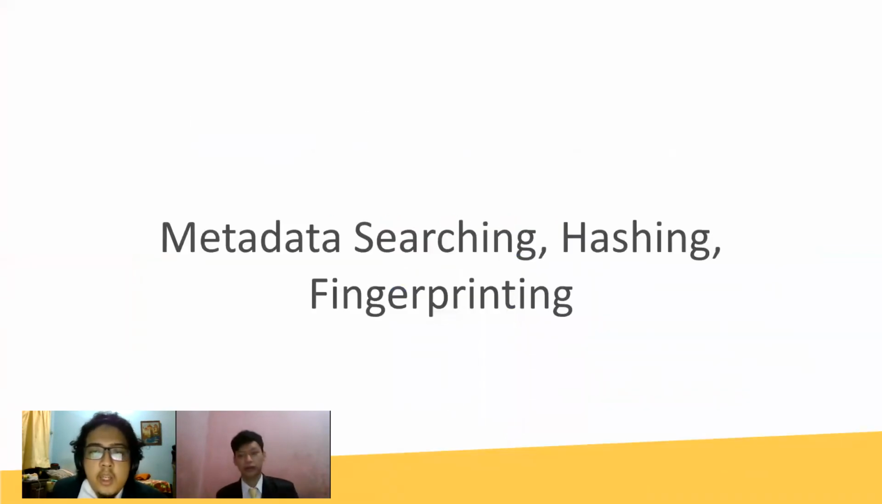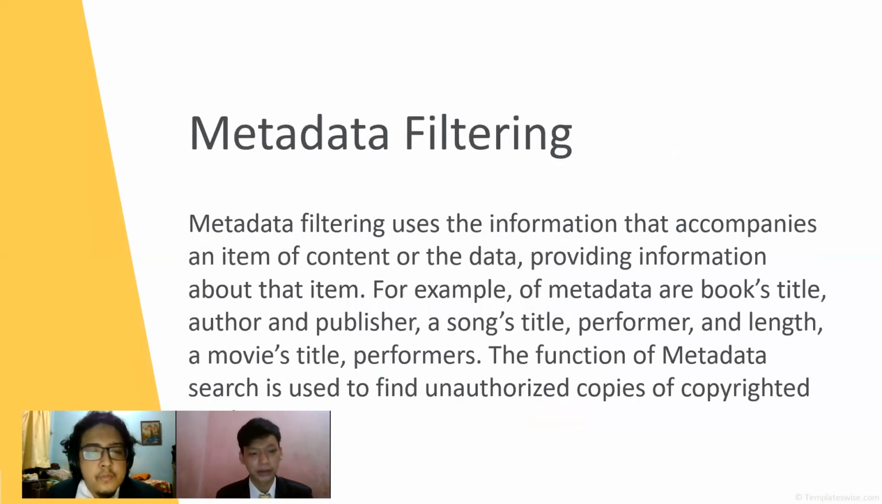Next is metadata searching, hashing, and fingerprinting. So, metadata filtering. Metadata filtering uses the information that accompanies an item of content, the data providing information about that item. For example, metadata are a book's title, author, and publisher, or a song's title, performer, and length. A movie, the same, has its details as metadata. The function of metadata search is to find unauthorized copies of copyrighted work.